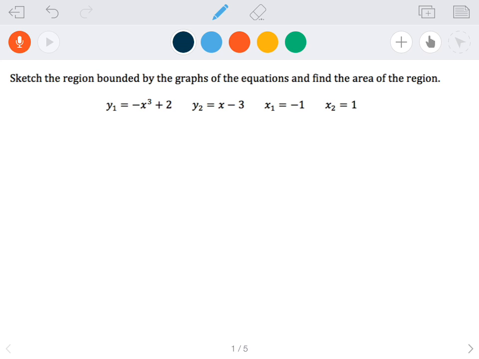Sketch the region bounded by the graphs of the equations and find the area of the region. Now, even if it didn't tell me to sketch the graphs, I need to in order to do the integrals. So let's go ahead and do that.